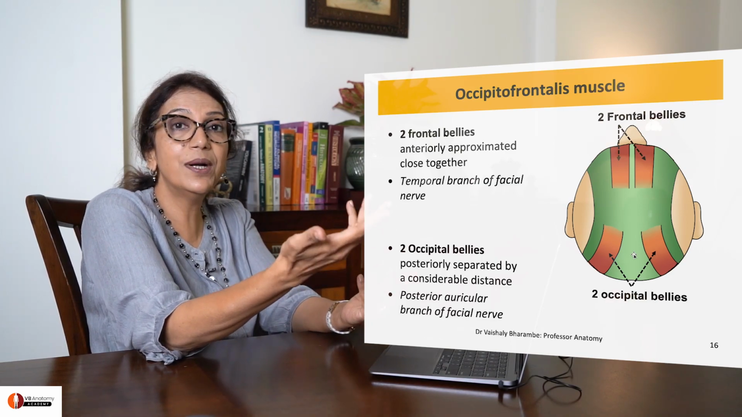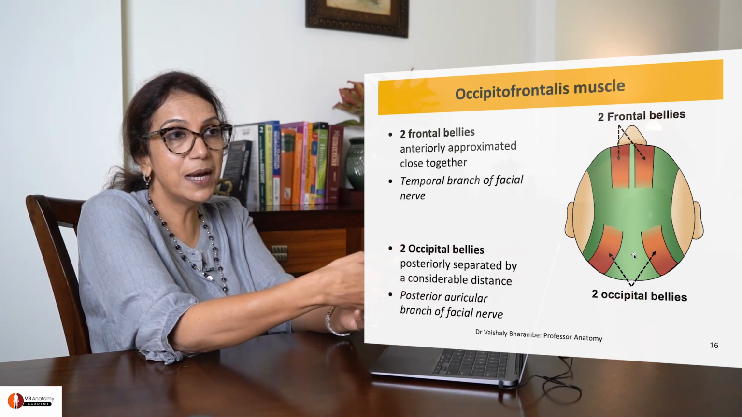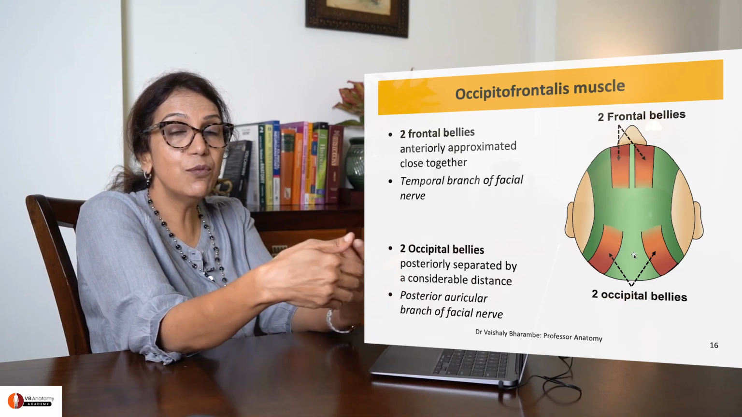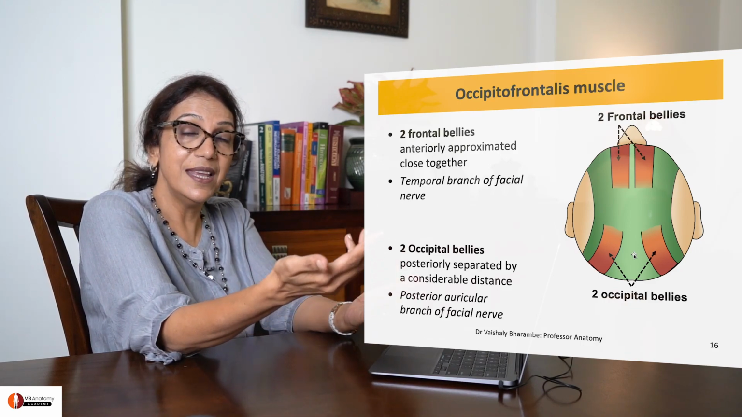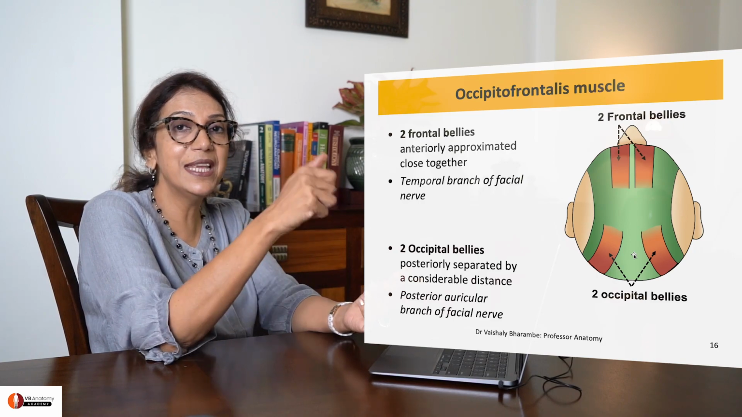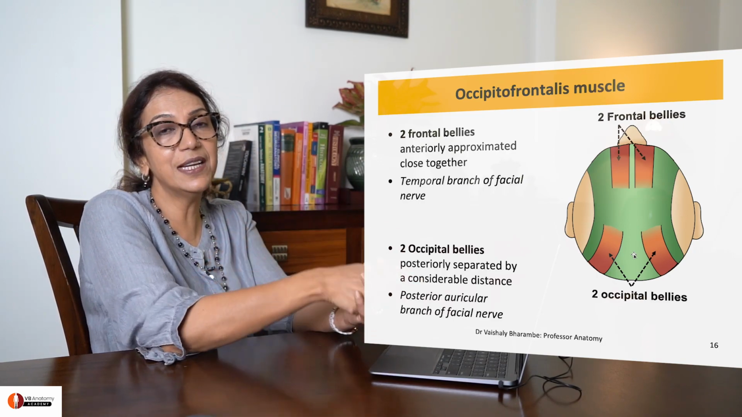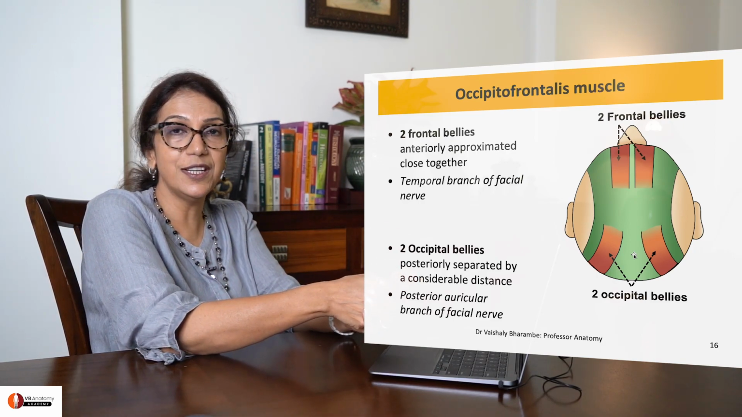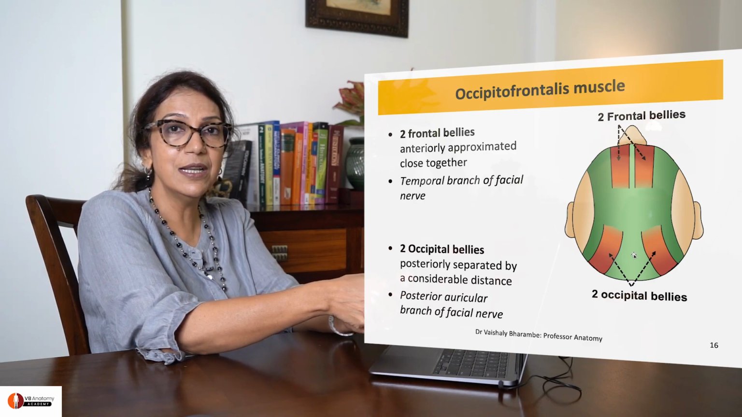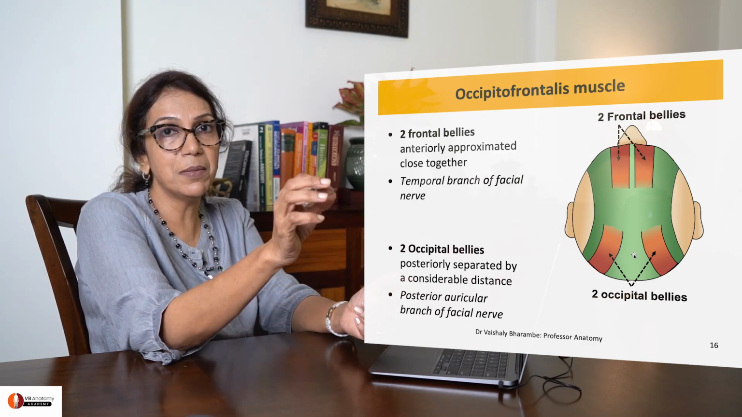What does this make you understand? If they are supplied by the facial nerve, what is their development? Yes, they develop from the second branchial arch, and therefore they get a nerve supply from the facial nerve. I hope all of you got this. Always use logic better than mugging.